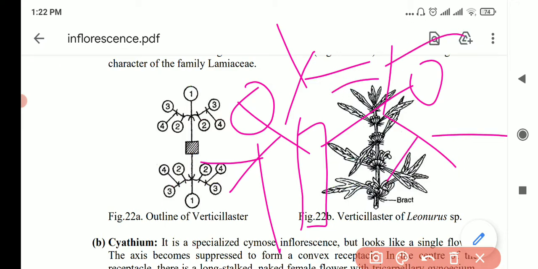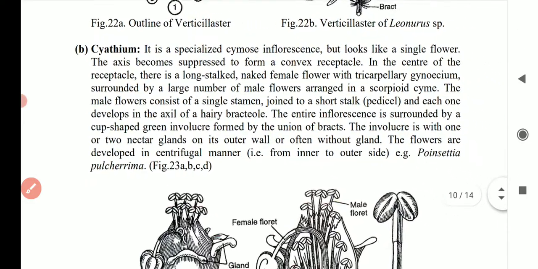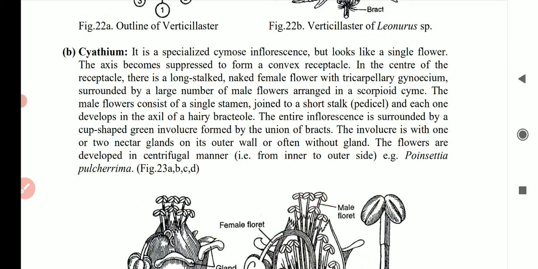Okay, so just draw the outline and just the example of Leonurus. Please don't study everything; you will not be able to write it all. Okay. Then the cyathium.